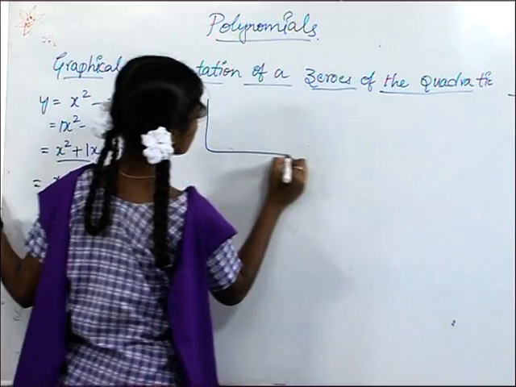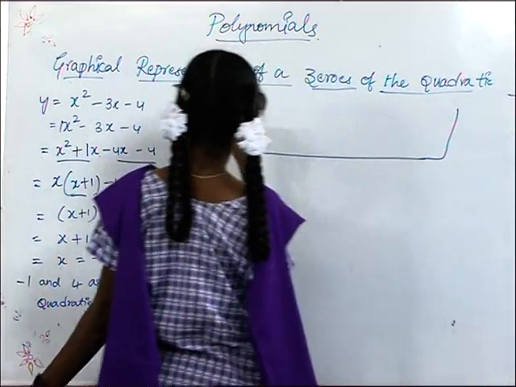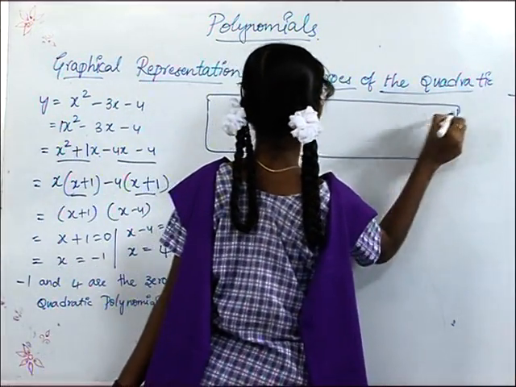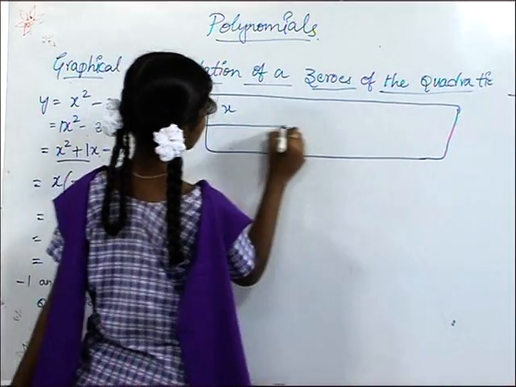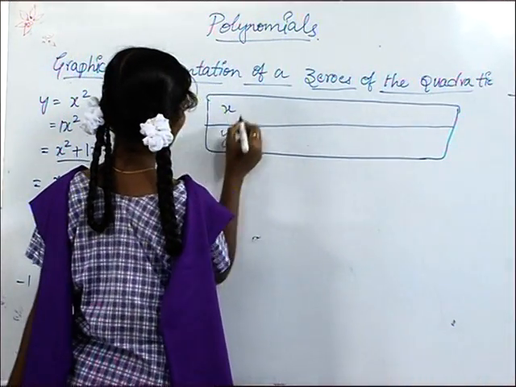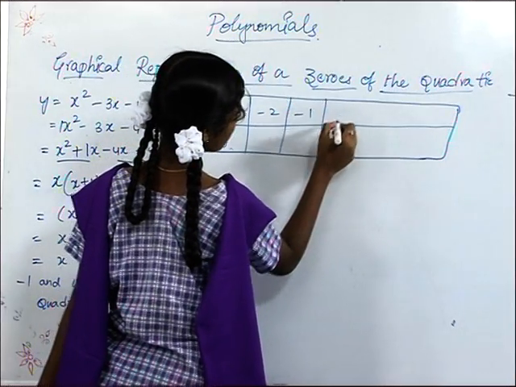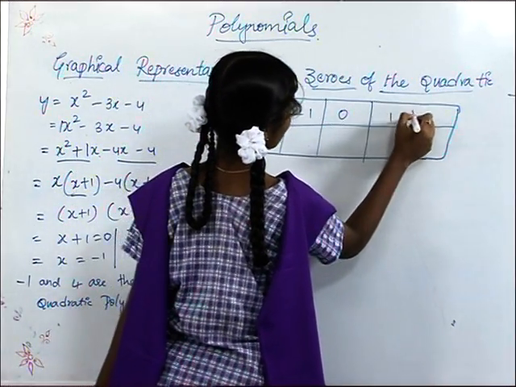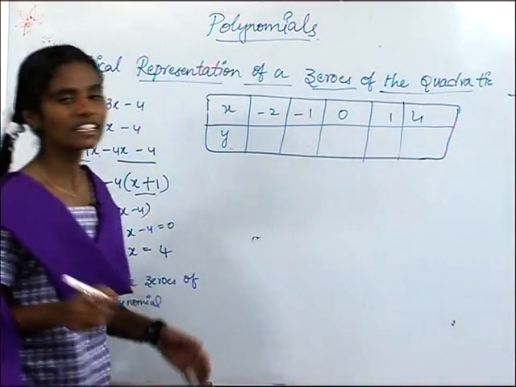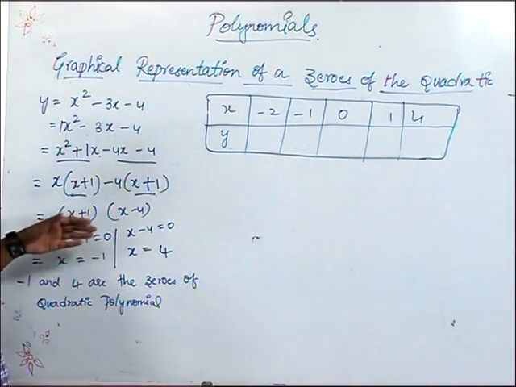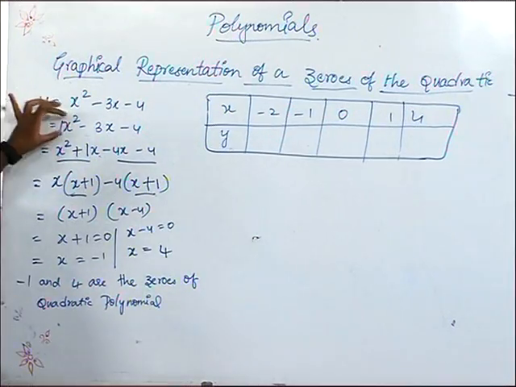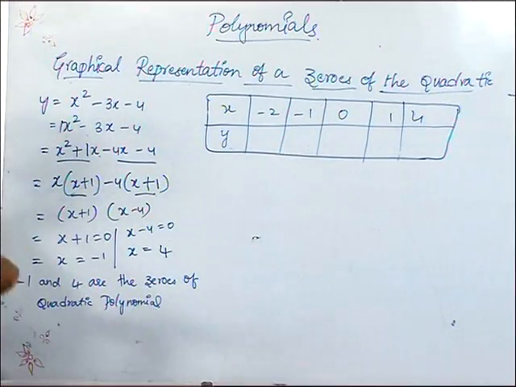Now I am going to take some x values, like minus 2, minus 1, 0, 1 and 4. Friends, now I am going to substitute these x values in this equation to get the y values.